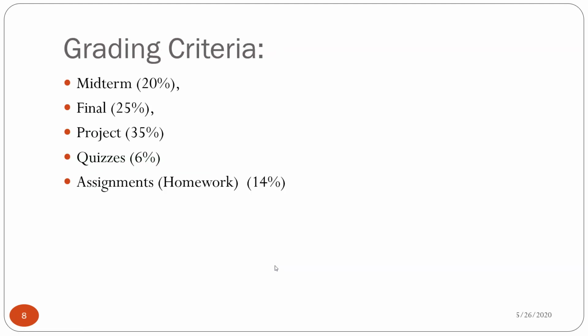All right, so grading criteria. This should be in your mind, like how we will grade this course. There will be one midterm exam which will carry 20% of your final grade. There will be one final test which will account for 25% of your final grade. The project would be the main component of this course, which will have 35% weight. Quizzes would be 6%, and the homework would be 14%. Now, you might be asking how many quizzes, when will we have quizzes, how many homeworks. I'll request you to please give me some time. Maybe in a day or so, I'll come up with that plan and share the dates with you.